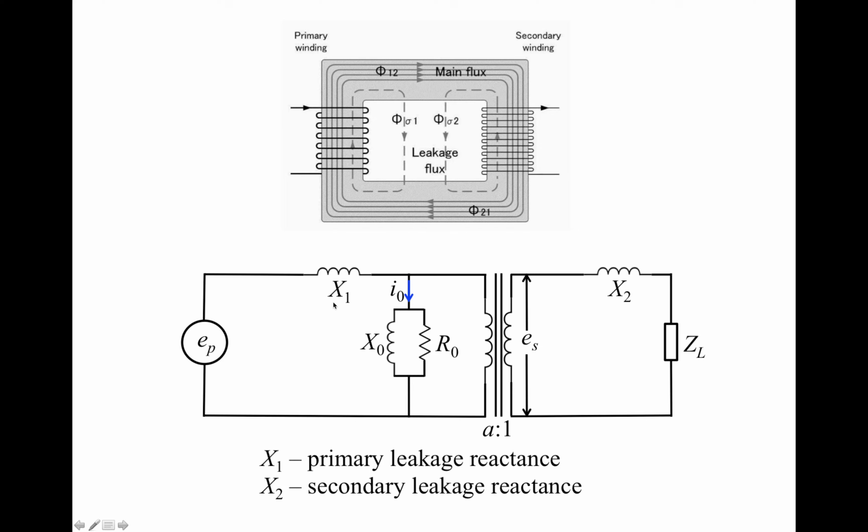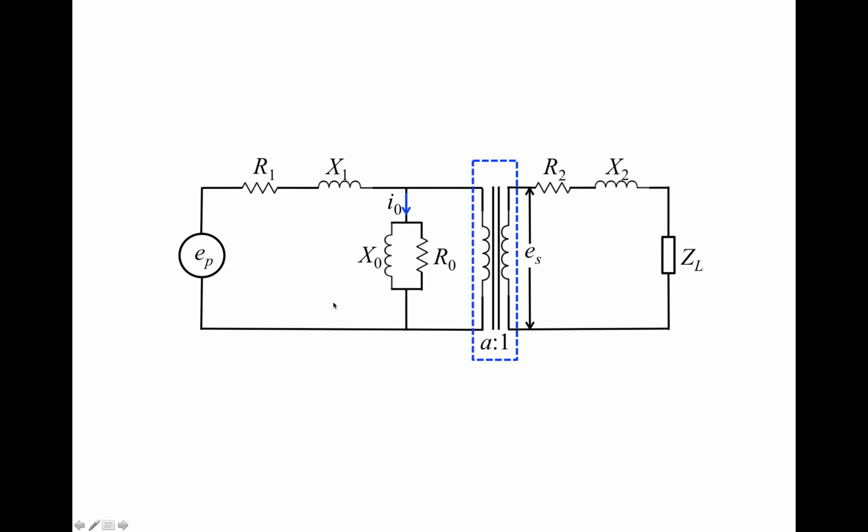And finally, we have resistances inside the primary and secondary windings. We add a resistor with the resistance R1 to the primary side, and a resistor with the resistance R2 to the secondary side. So these two resistors account for the copper losses, the resistances in the windings, in the wires, in the coils, on the primary and secondary side.